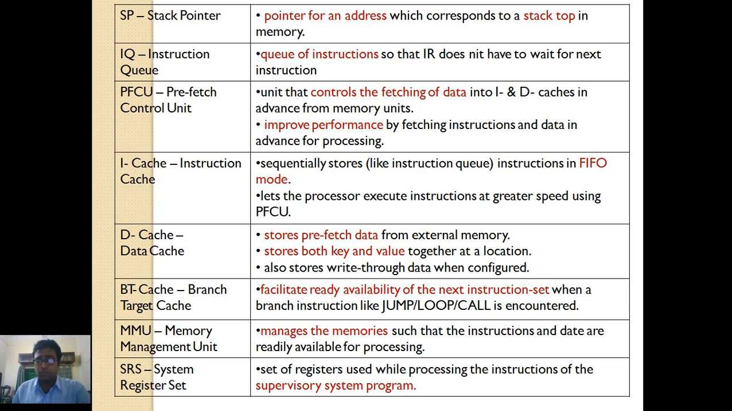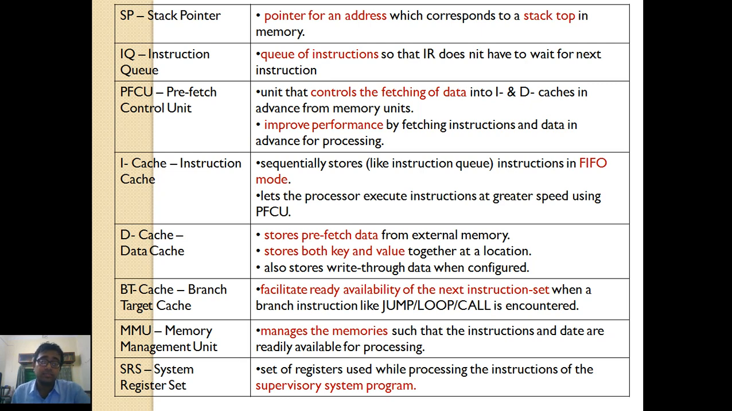Basically, as you already know, if we increase the instruction cache within the CPU, the performance of the processor will go higher, because it doesn't have to fetch data from the program memory each and every time it requires an instruction. If we have a higher amount of cache, the fetching time will reduce, so the performance of the processor will increase. That's why it has been said that it improves performance by fetching instructions and data in advance for processing.